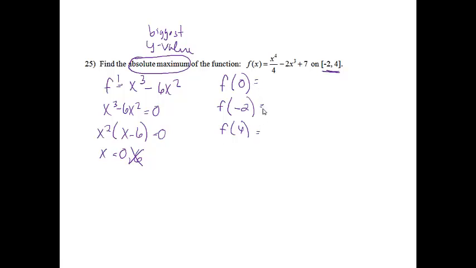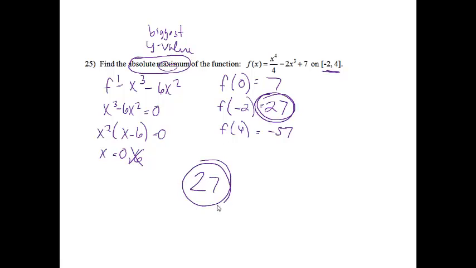Okay, so if I plug in 0 into the original function, I will get 7. If I plug negative 2 into the original function, I will get 27. And if I plug the 4 into the original equation, I will get negative 57. All right, so if I'm looking for the absolute maximum, I'm looking for the highest y value. So the highest y value would be 27.